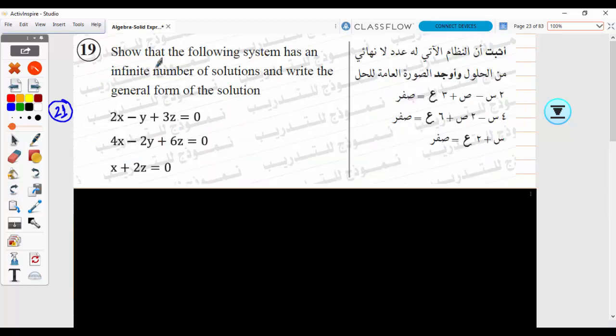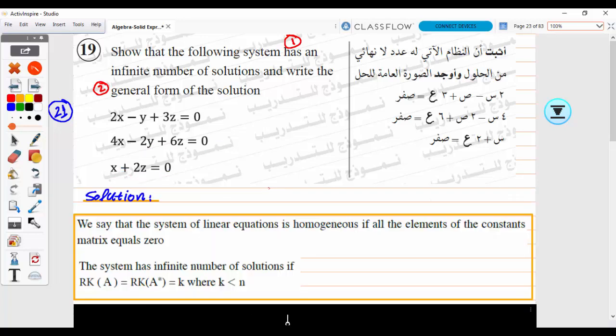Question number 19. Show that the following system has an infinite number of solutions. It is the first requirement. And write the general form of the solution. It is the second requirement. So we have this system: 2x minus y plus 3z equals 0, 4x minus 2y plus 6z equals 0, x plus 2z equals 0. First, you have to remember this.